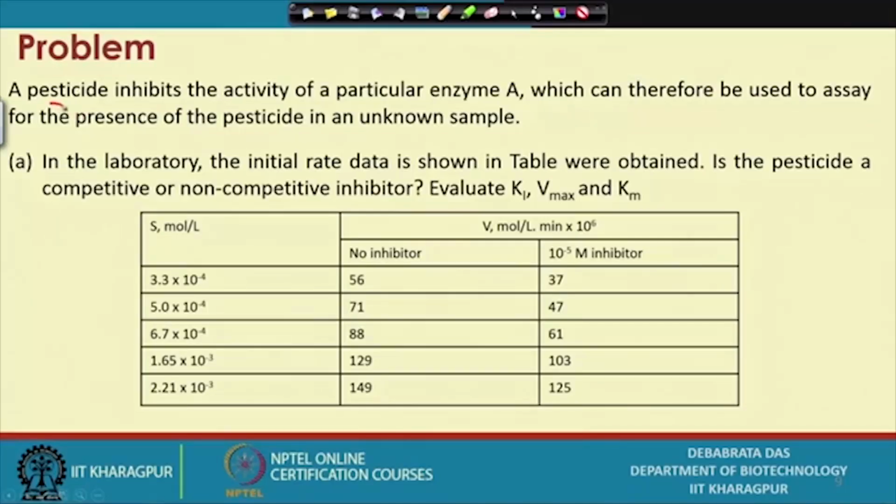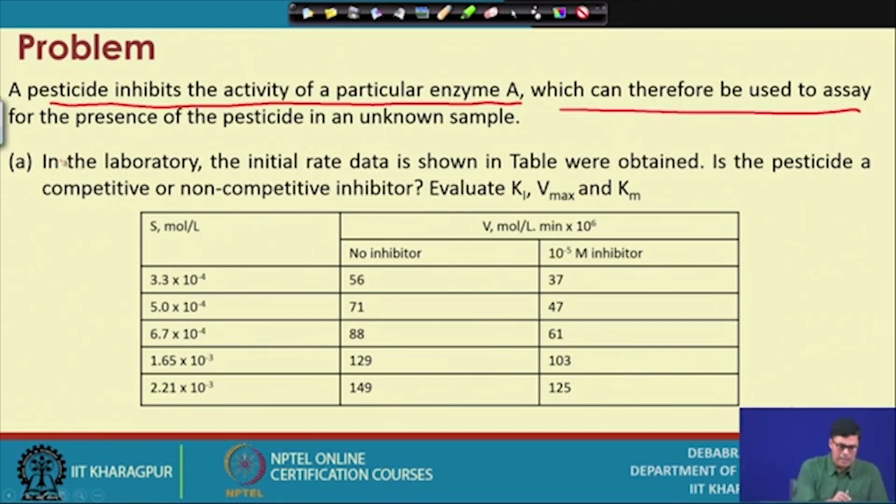Now, this particular problem deals with how a pesticide inhibits some kind of enzyme, let us assume A, and how this inhibition helps you find out the pesticide concentration in your sample. So, let us go to this problem. Here the problem is given: a pesticide inhibits the activity of a particular enzyme A, which can therefore be used to assay for the presence of the pesticide in the unknown sample.